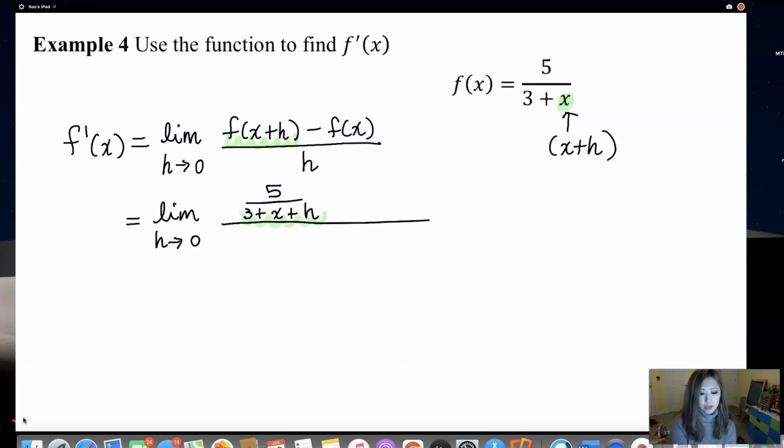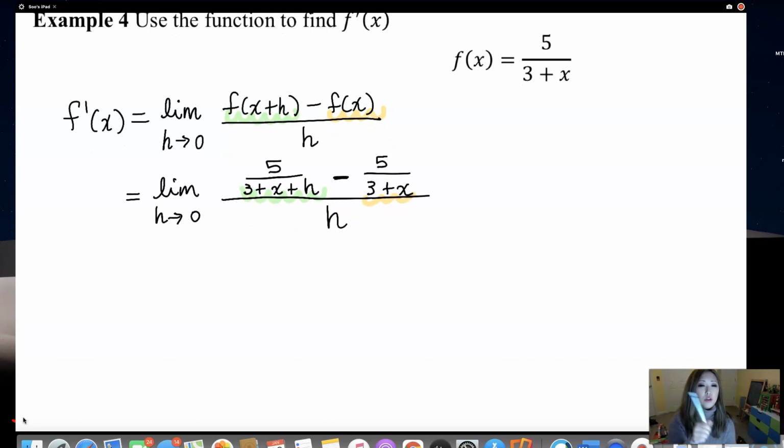Now what comes after that? Minus sign, right? So do minus. And after that, we need to subtract what? f of x. So write down what f of x is. f of x is 5 over 3 plus x. If you simplify the numerator, I think that's the hardest part when we are dealing with difference quotient. Put the h in the bottom.